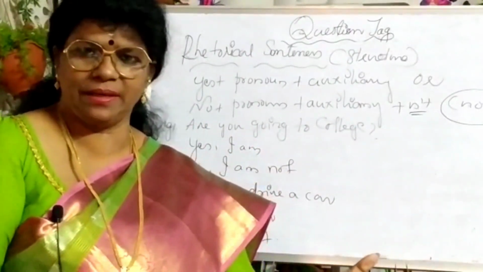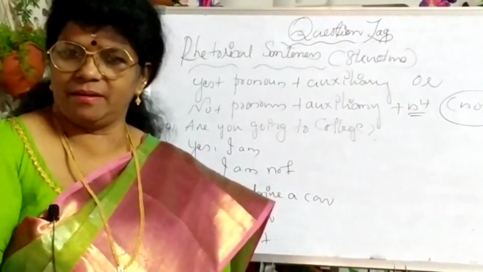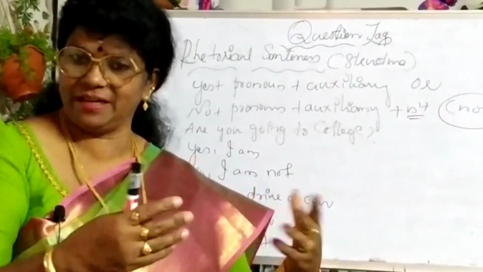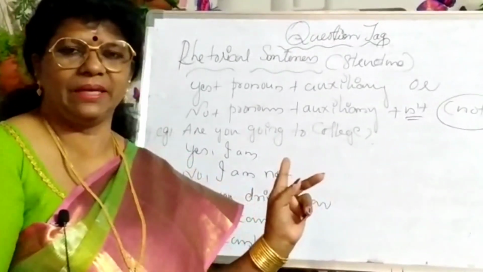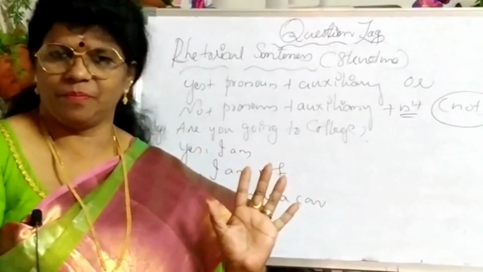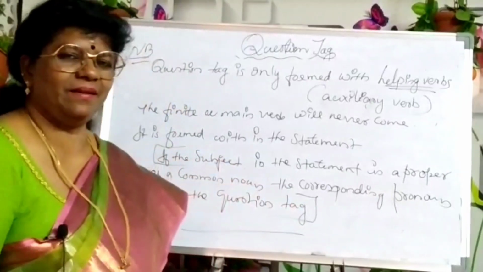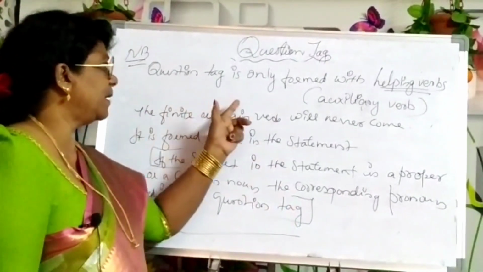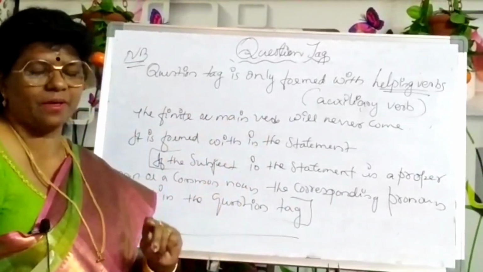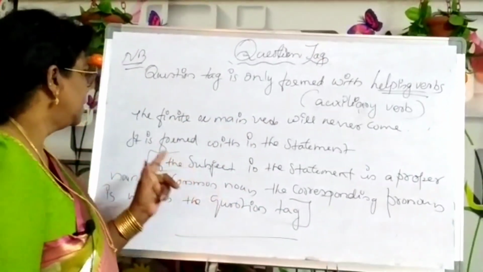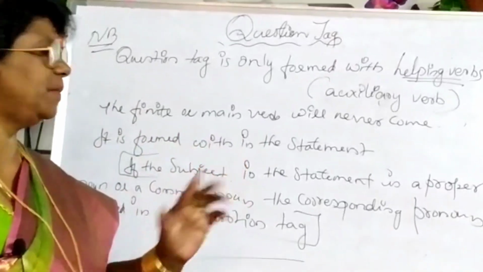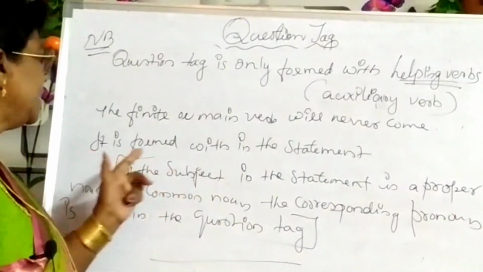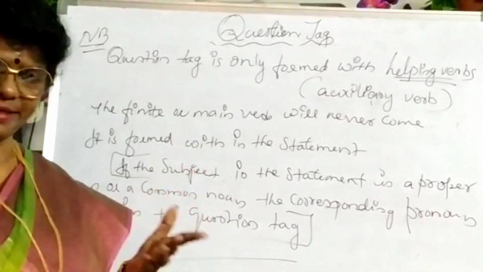While seeing rhetorical, you people will be thinking it is something else, different. It's a different kind of sentence, nothing. Rhetorical sentence means yes or no questions. Okay, fine. Here we have to remember certain things. First one, question tag is only formed with helping verbs or auxiliaries. Then, the finite or main verb will never be used. It is formed with the auxiliary in the statement.